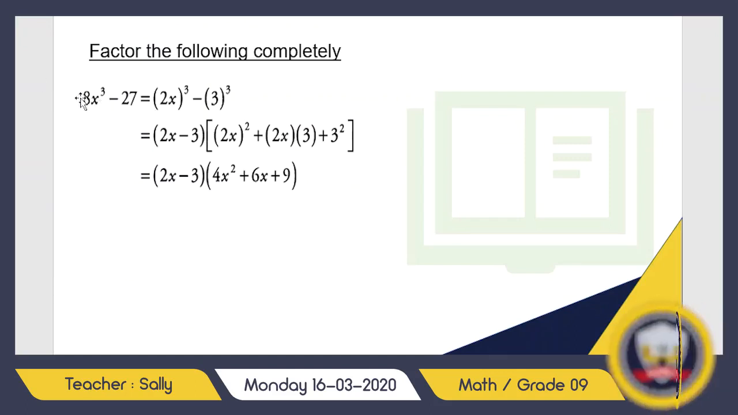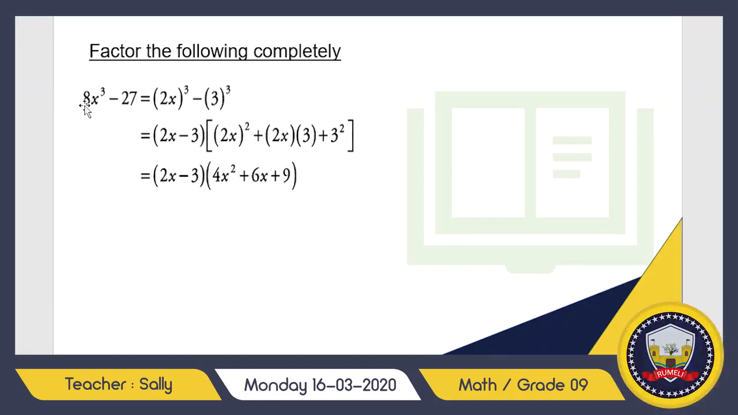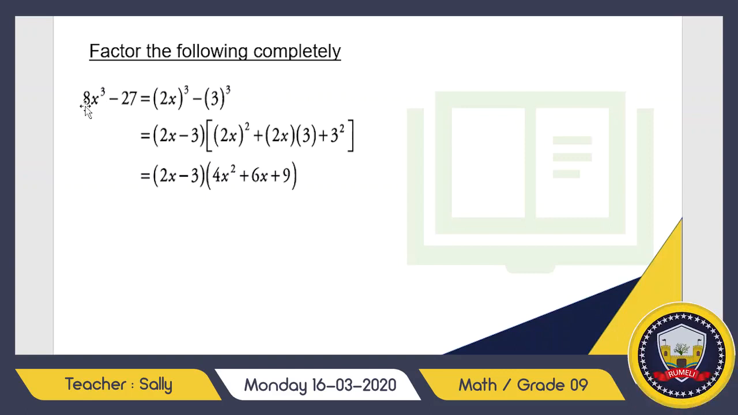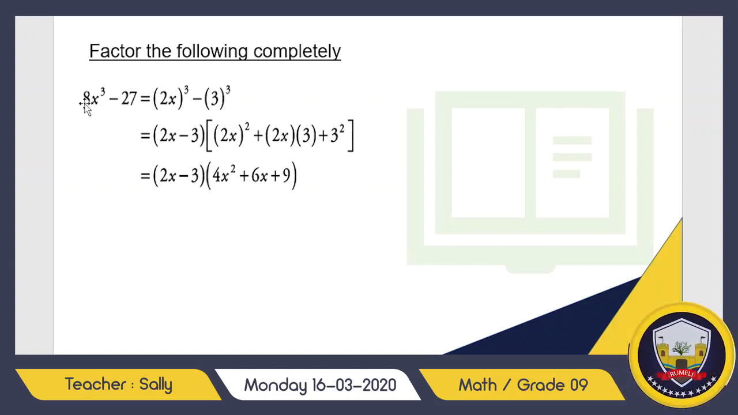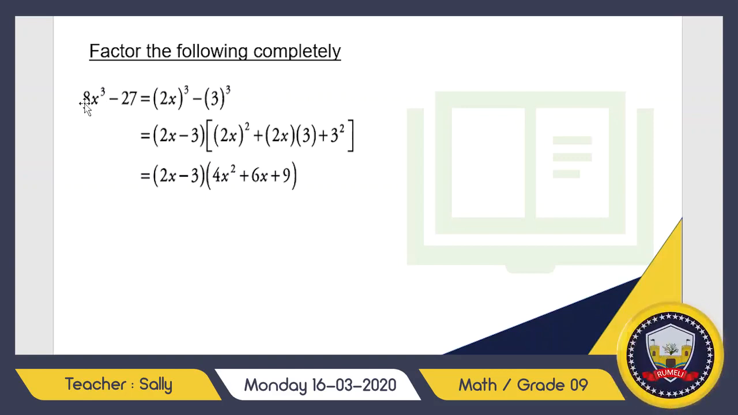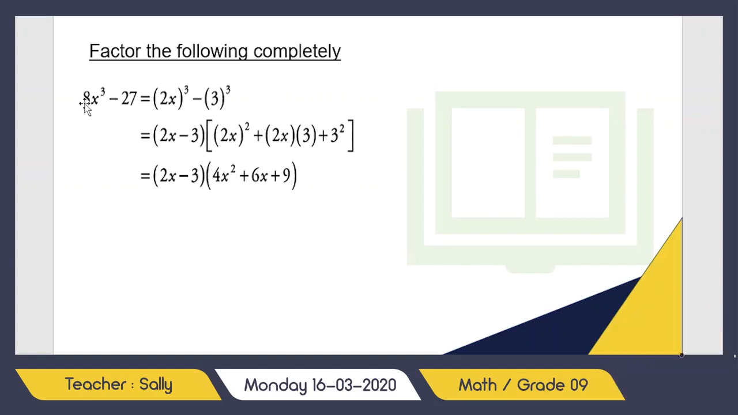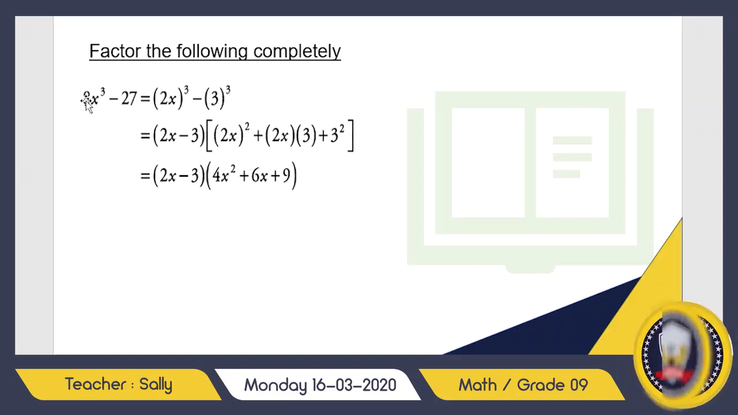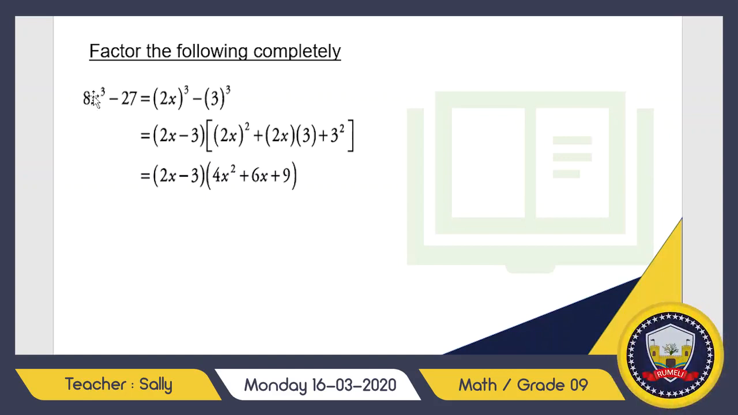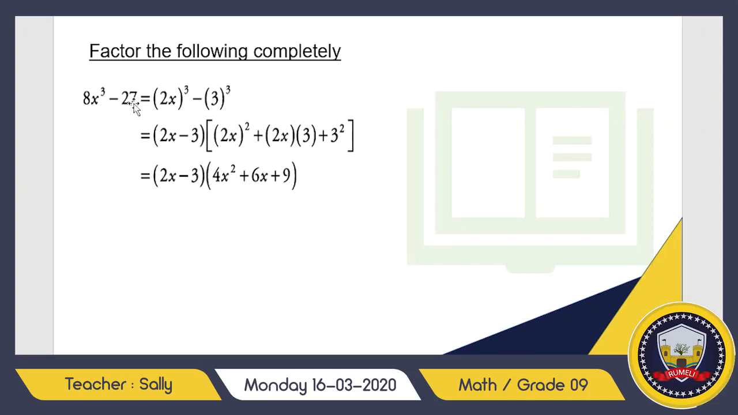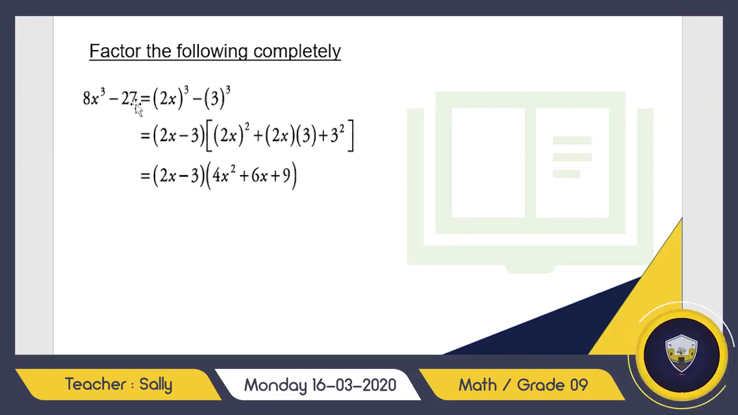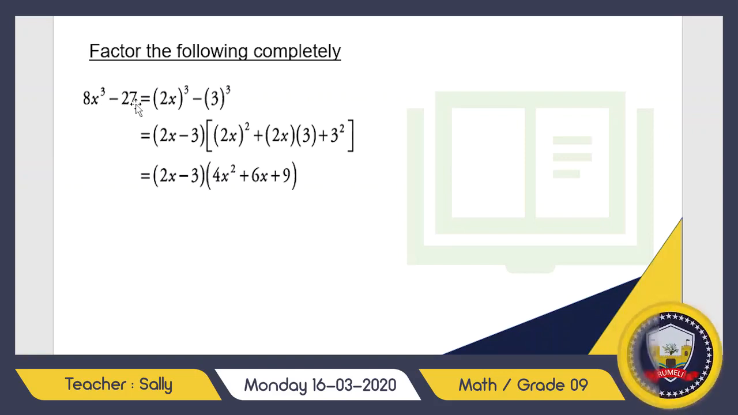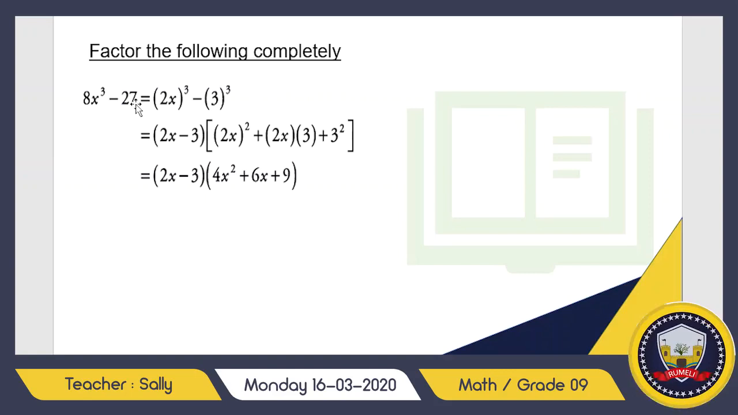Type 8x to the power of 3. 8, does it have a cubic root? What is the number that if I multiply it by itself 3 times will give me 8? It's 2. So 8 has a cubic root. What about x power 3? Yes, it has a cubic root. And 27, we already did it before. 27 has a cubic root, which is 3. So now this is a difference of 2 cubes.